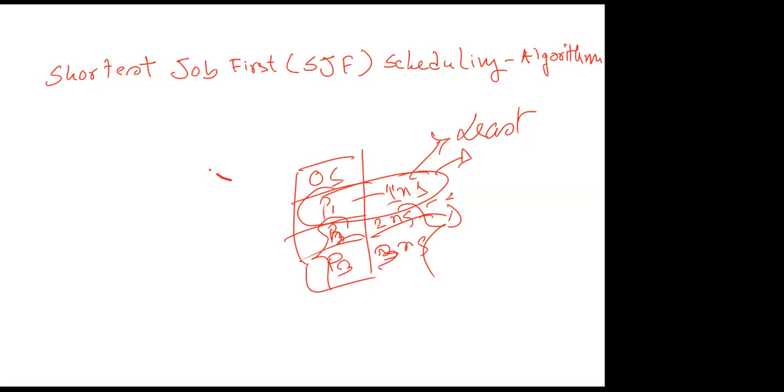Let's see one example of how SJF works. Also, here you need to know that one criterion is that it executes the process which needs the least burst time, and another criterion is that it is a non-preemptive scheduling algorithm. Okay, this SJF is a non-preemptive scheduling algorithm.